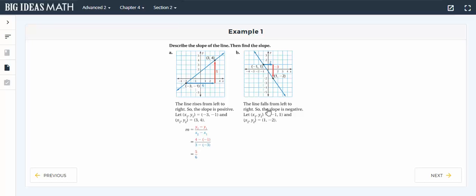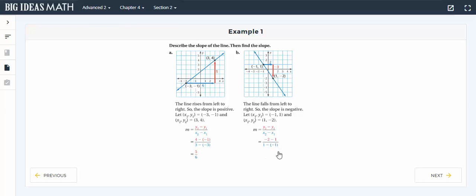So if we look over at the next one, again, they just chose 2 points in the line. It could be any points that you can tell hit the actual point. So they picked these two, and they let x1, y1 be -1, 1, and x2, y2 be 1, -2. So when they did their y subtracted from each other, they took the -2 minus the 1, and they took the 1 minus the -1 for the x's.